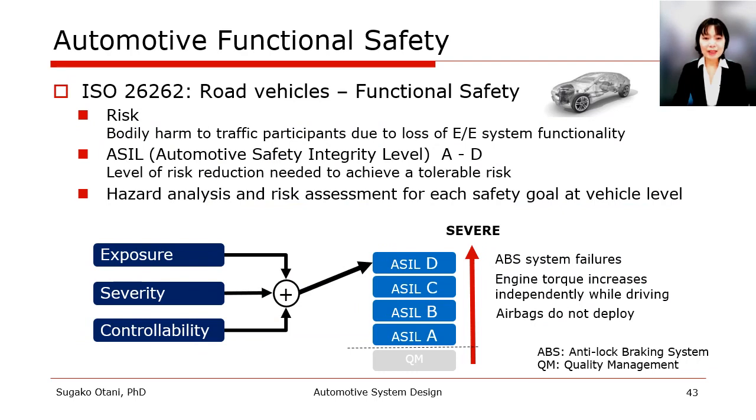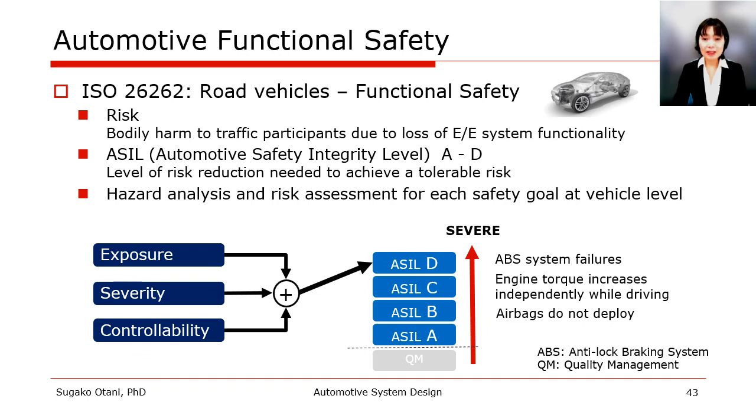ISO 26262 Road Vehicles Functional Safety is the automotive industry standard. The more general IEC 61508 is intended for industrial plants and is not suitable for mass-produced products such as automobiles. Therefore, functional safety standards specific to automobiles were established in 2011. Risk is defined as bodily harm to traffic participants due to loss of EE system functionality.